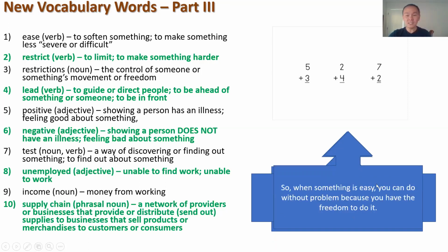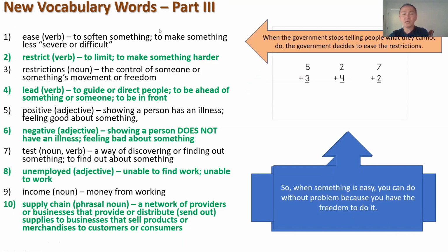So when something is easy, you can do it without problem because you have the freedom to do it. That's what ease means, to solve something, to make something less severe or less difficult, okay? So when the government stops telling people what they cannot do, the government decides to ease the restrictions. So now we have restrictions. We cannot go outside. When the government says, oh, hello, everyone, now we can go outside, now we have the freedom to go to work. So the government decides to ease, or to make easy, the rules, the laws, okay?